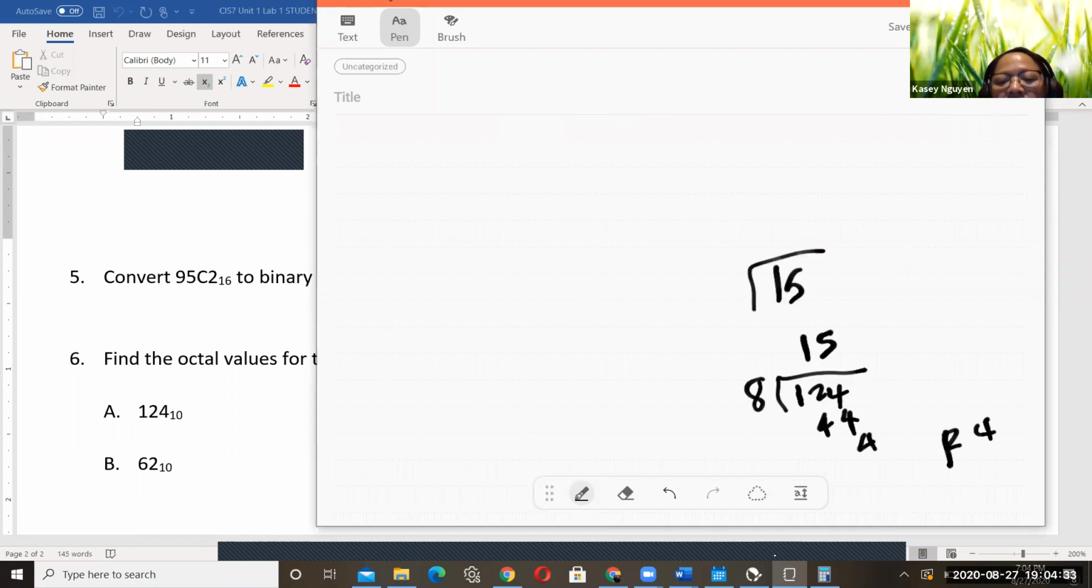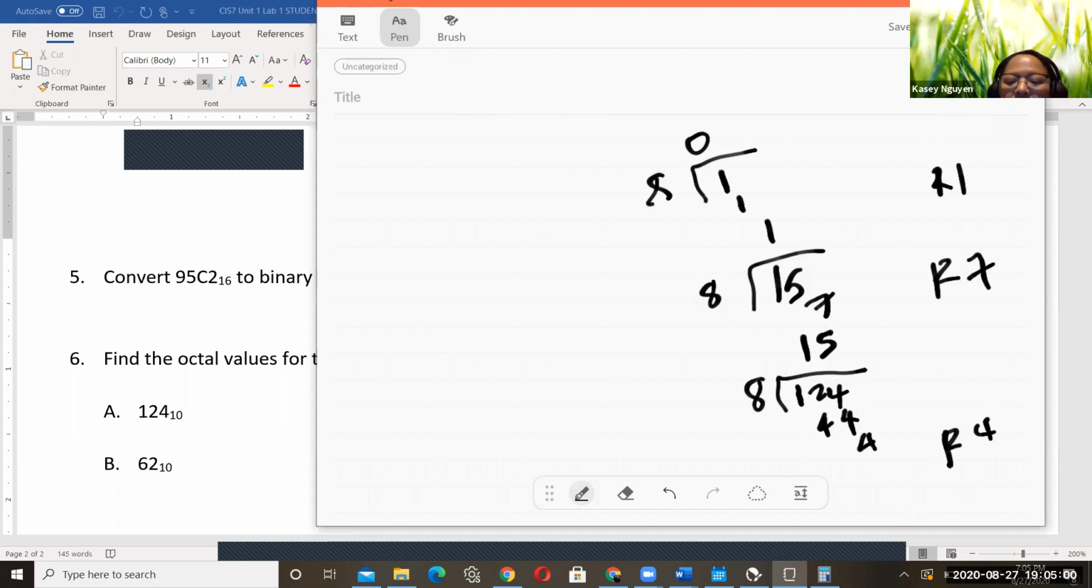So 15 divided by 8, that's going to be 1 time with the 7 remainder. And then we still have a 1 as a quotient. We have to keep going until it's a 0. So 1 divided by 8 is going to give you a 0 time with the 1 remainder.